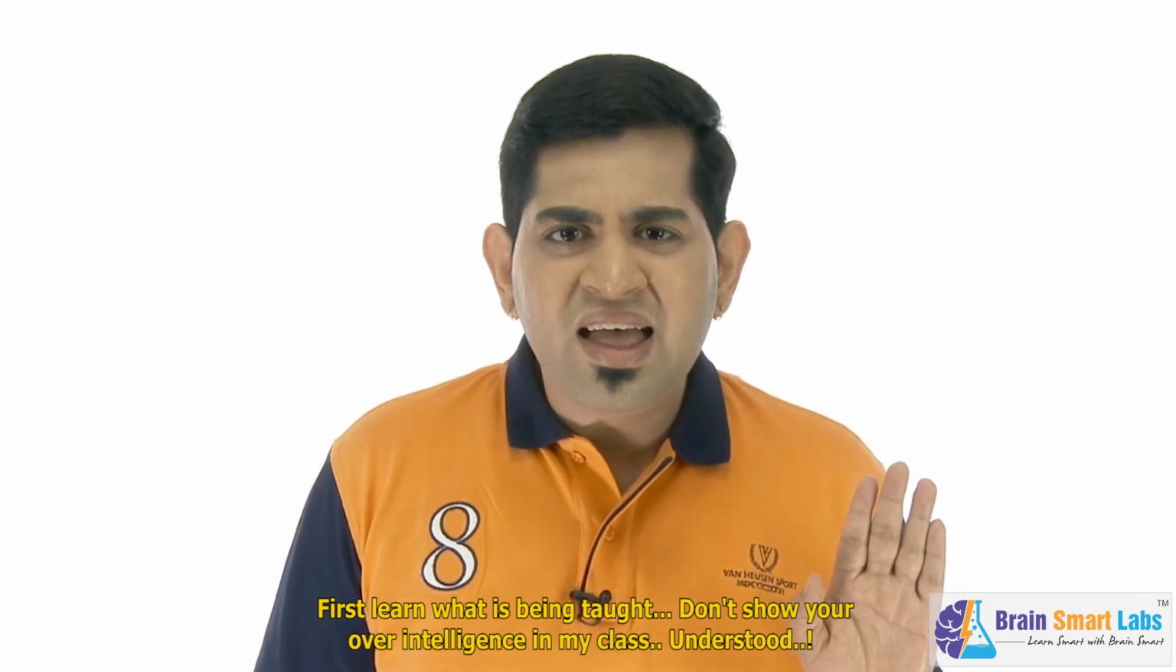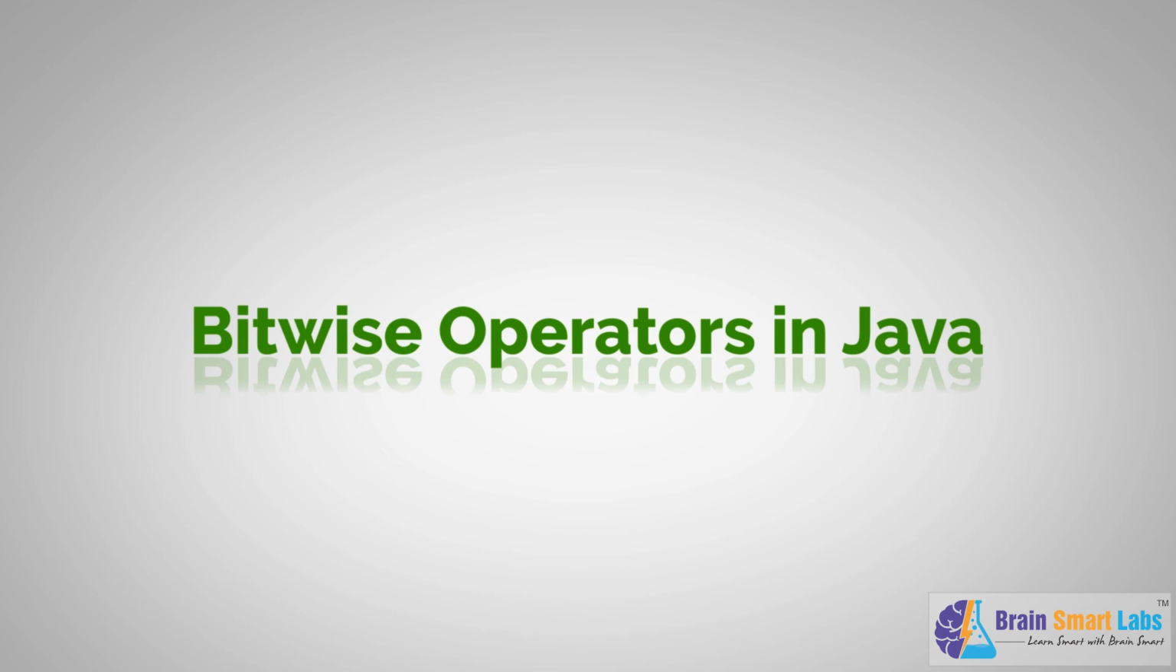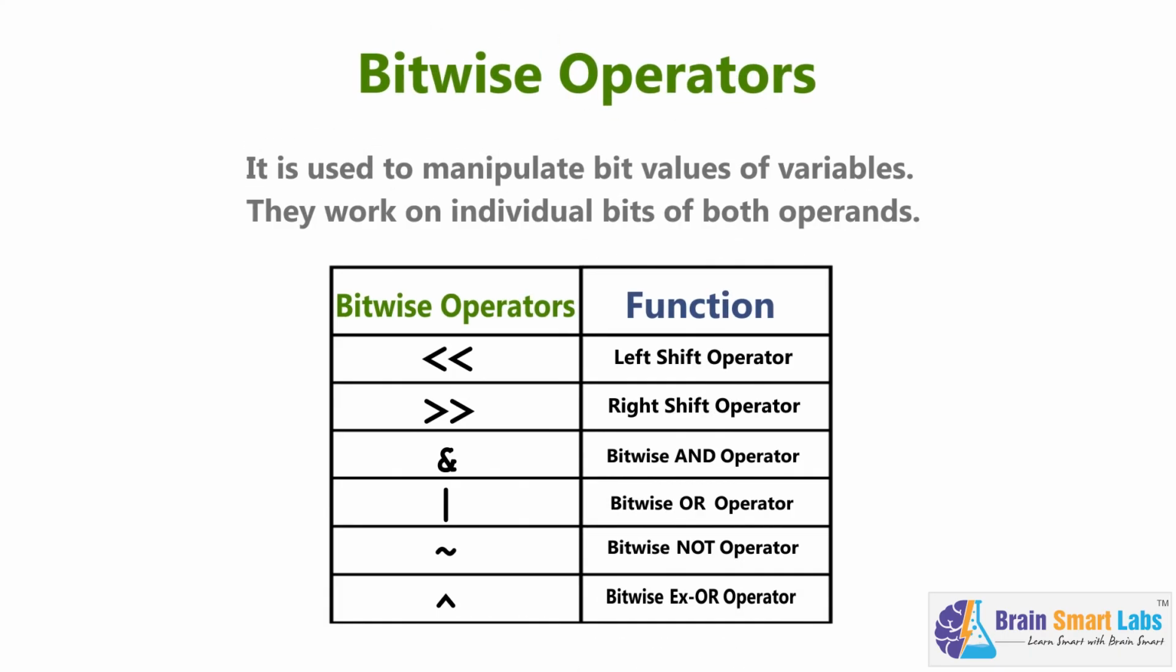ಅರ್ಥ ಆಯ್ತಾ? Next topic is bitwise operators. Bitwise operators in Java. Java gives you a set of operators by name bitwise operators, which helps you to manipulate the bit values inside your variables. The bitwise operators in Java include left shift operator, right shift operator, bitwise AND operator, bitwise OR operator, bitwise NOT operator and bitwise XOR operator.